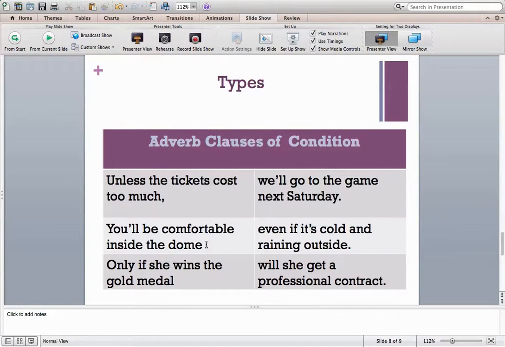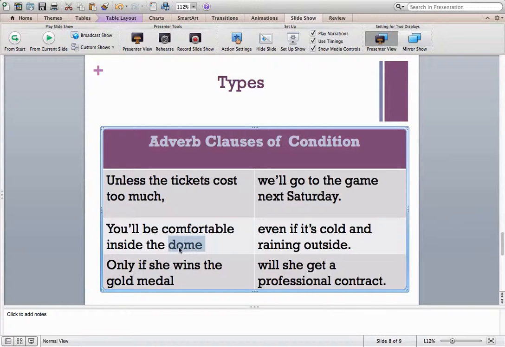You'll be comfortable inside the dome. That's a great big sports building. We have a dome near the airport in Oakland. You'll be comfortable inside the dome even if it's cold and raining outside.